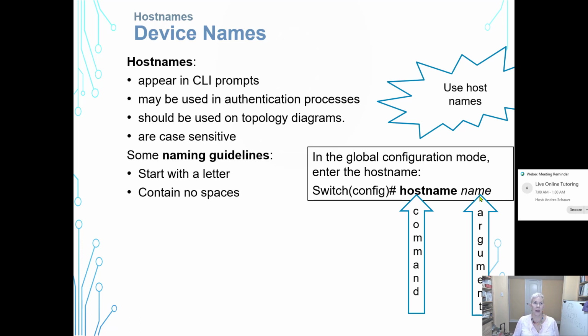So let's say you had 3 different branch routers and you wanted to name your branch router BR. You could call one BR1, BR2, and BR3. They have to be unique and they can't have any spaces. So you can't say BR space 1. You could do BR hyphen 1 or BR underscore 1. Okay. You have to end with a letter or a number.